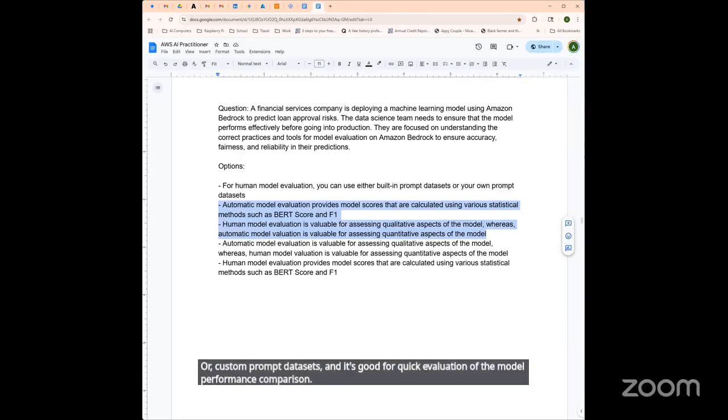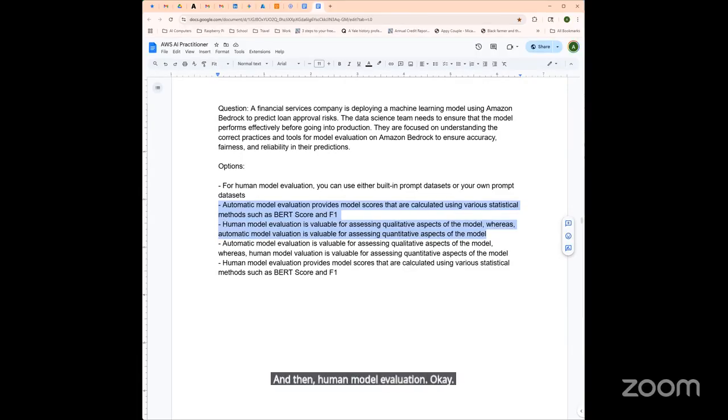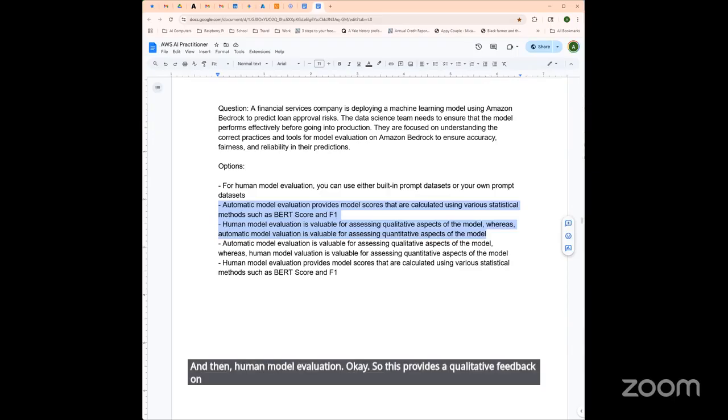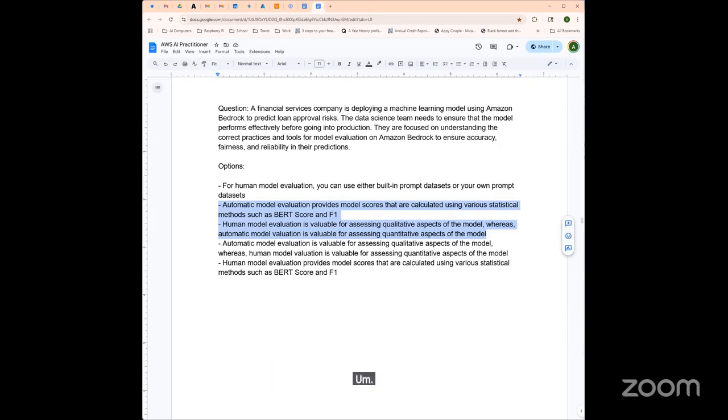And then human model evaluation. This provides qualitative feedback on aspects like the coherence, the relevance, the accuracy. It uses human workers like employees or subject matter experts to assess overall quality of the model outputs. And you must use your own data set because there's no built-ins. All right, so why are the other ones incorrect?